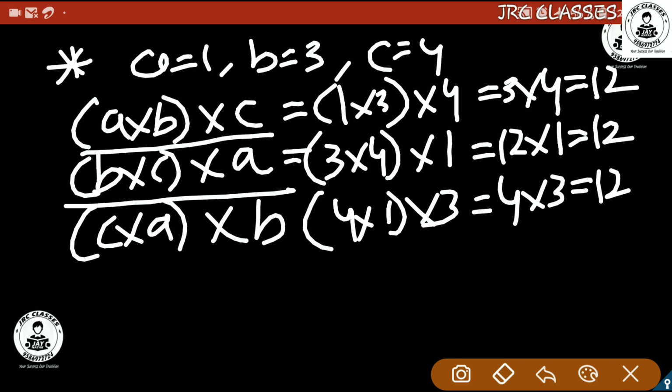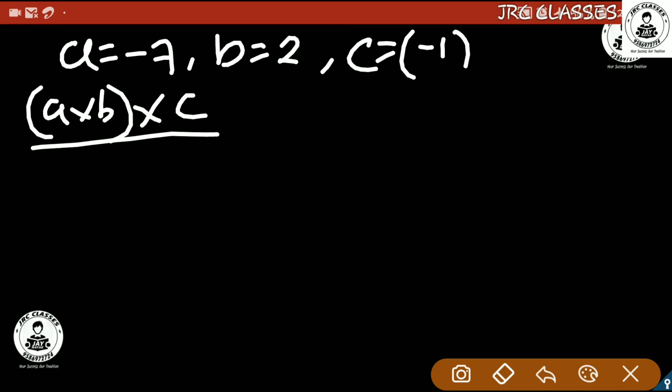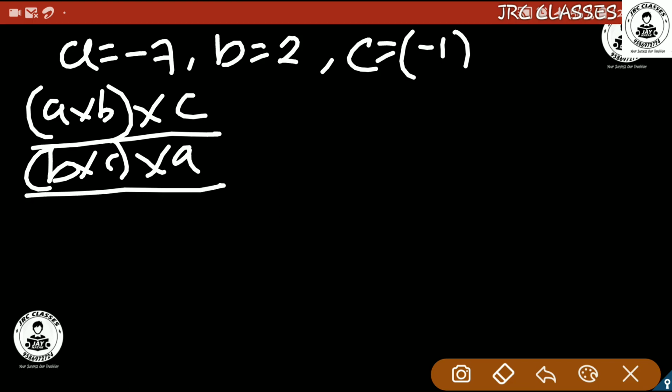In all the groups the answer came out equal. Let's check for integers. A is equal to any integer, minus 7, B is equal to any integer, plus 2, and C is equal to, I will take minus 1. Make the first group A multiplied by B multiplied by C. Make the second group B multiplied by C multiplied by A. Make the third group C multiplied by A multiplied by B.